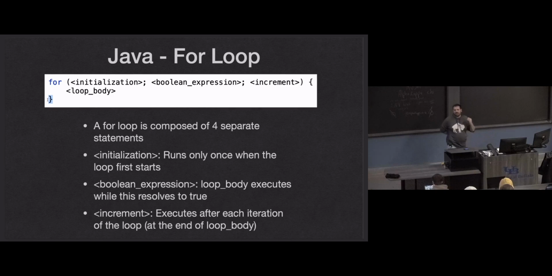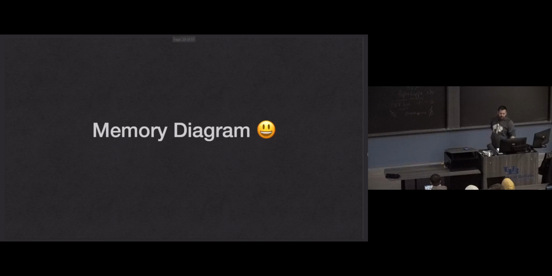So note that the increment statement might never be executed. If the Boolean expression is false when we first get to the loop, the body never executes, the increment statement never executes, and we just move on with our program. So something to keep in mind. And with that, let's memory diagram this thing.